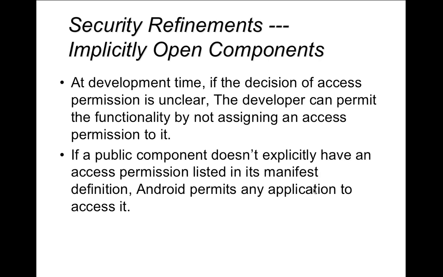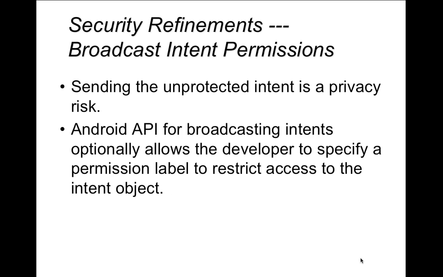Implicitly open components. At development time, if the decision on an access permission is unclear, the developer can permit the functionality by not assigning an access permission to it. If you don't do that, well then you're opening it up. It only works in development environments. So if a public component doesn't explicitly have an access permission listed in the manifest, then Android permits any application to access it, which is the opposite of security.